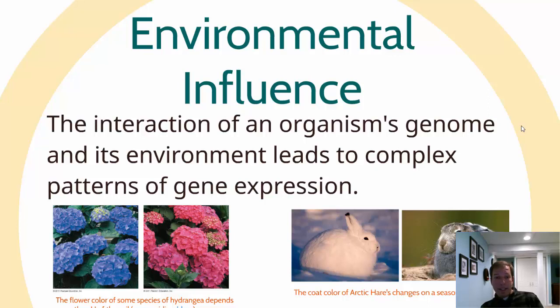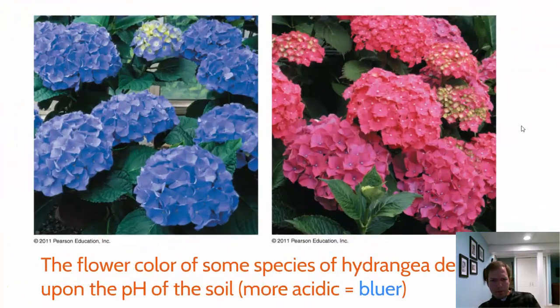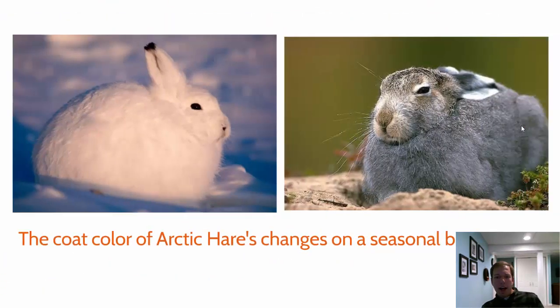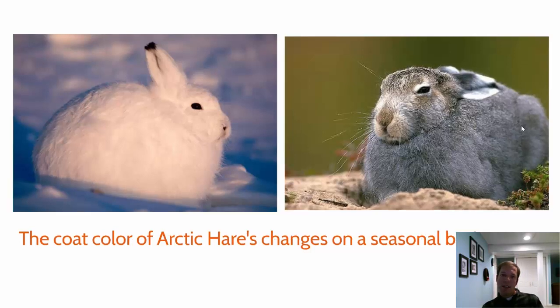Finally, environment obviously influences gene expression. So a couple of examples here. We see that flower color in the hydrangea is dependent on pH, so a change in the soil pH impacts the expression of the gene, which then changes obviously the flower color. And then also the seasonal basis, so the change for the Arctic hare from brown to white depending on winter and summer, that again is a change in gene expression that occurs based on the temperature outside.